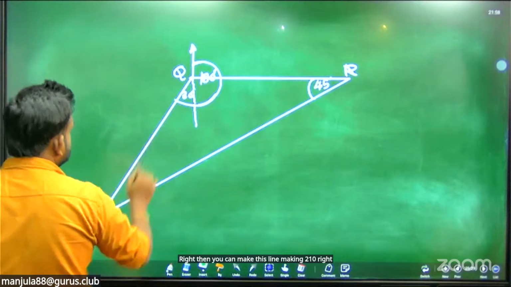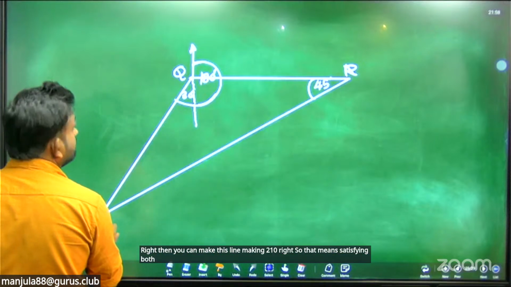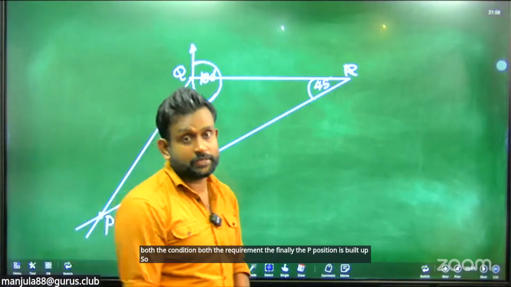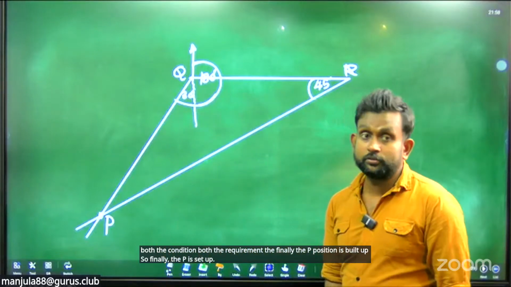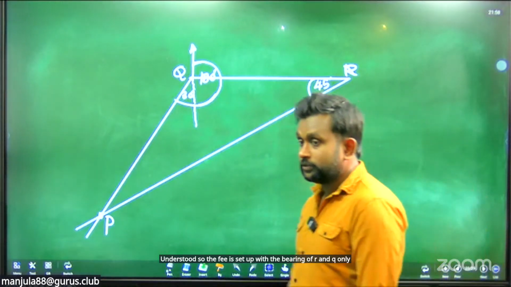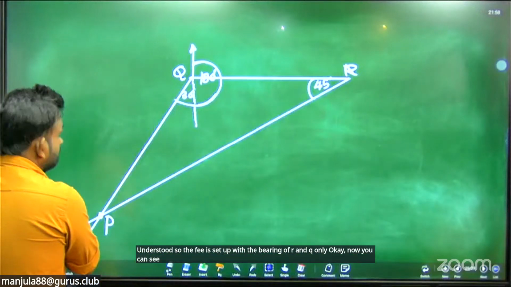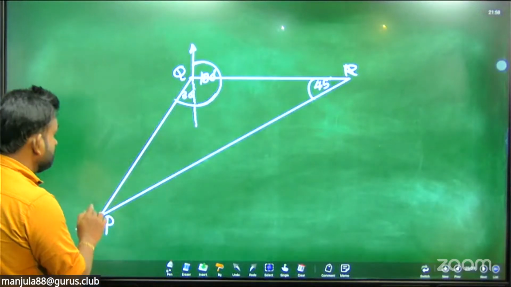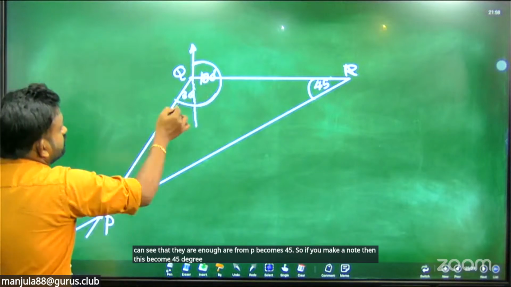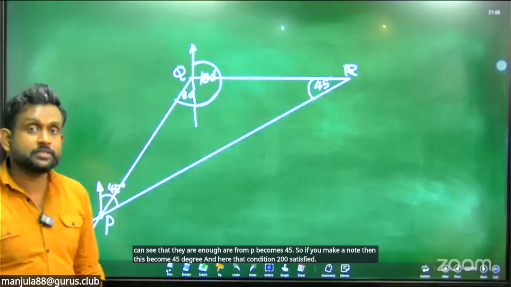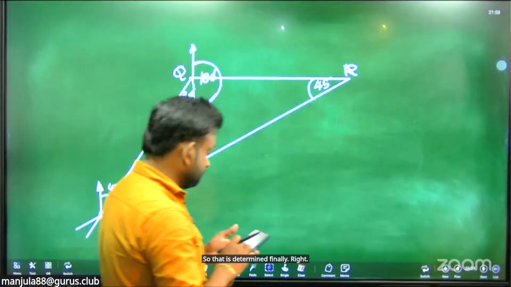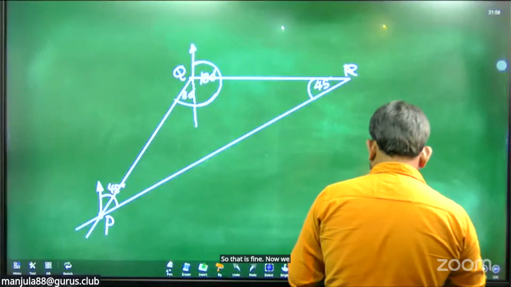So that means satisfying both the conditions, both the requirements, finally the P position is built up. So finally the P is set up. Understood? So the P is set up with the bearing of R and Q only. Now you can see that the bearing of R from P becomes 45. So if you make a north, then this becomes 45 degrees. And here that condition 210 is satisfied. Both are okay. So the R is determined finally, right? So that is fine. Now we move to question number 4.